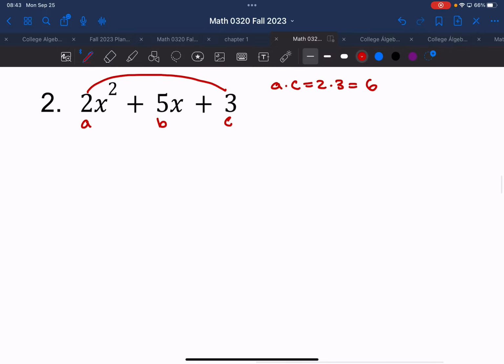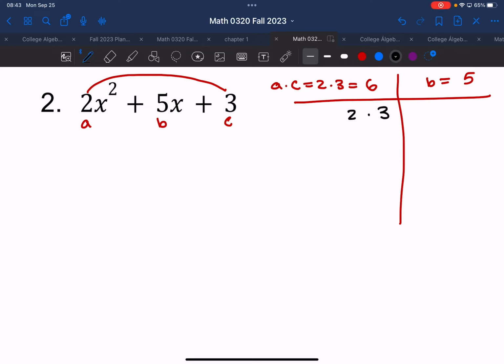Okay. Then we have our B value of 5. So now I need all my factors of 6. So what's one factor of 6? Good, 2 and 3. Anything else? 1 and 6. So now I check those factors to see if I add them together, if I will get 5. So 2 plus 3 gives me 5, so that's good. But if I check 1 plus 6, that gives me 7, which doesn't work.